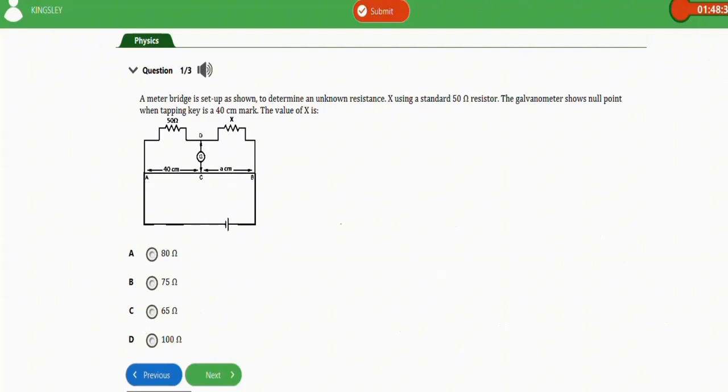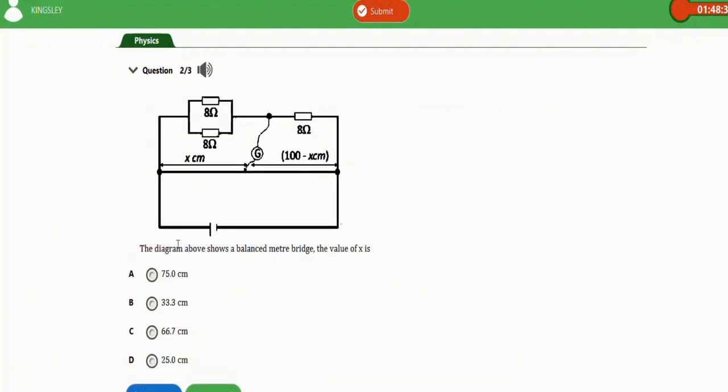Okay, so the next repeated question will be this one. It says the diagram above shows a balanced meter bridge. The value of X is what? So this time around, let me show you. We are looking for the L1.